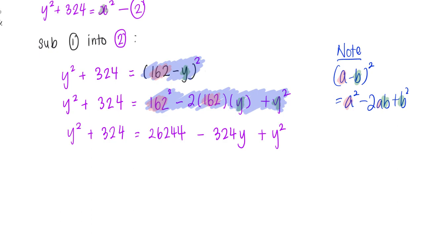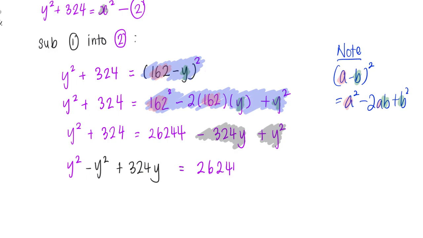From here, you can see I am going to do some manipulation. I'm going to minus y squared on both sides. I am also going to add 324y. Still got the equal sign. I still have my 26,244 here. I am going to minus 324 so that you will see the next line.